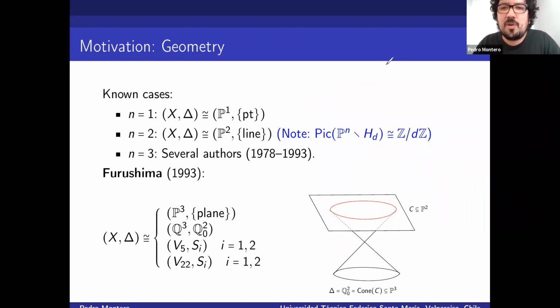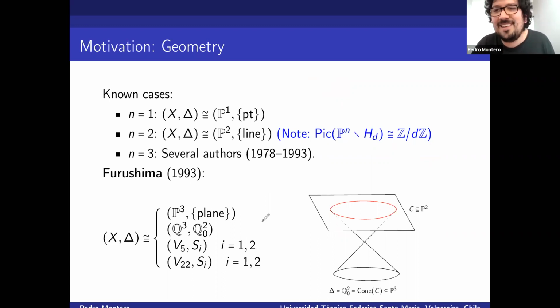Things start to get more complicated in high dimension, in dimension 3, and many authors worked on this question for several years. So I'm very sorry I didn't write all the names here. But it was finished by Furushima in the year 93. And the classification is as follows.